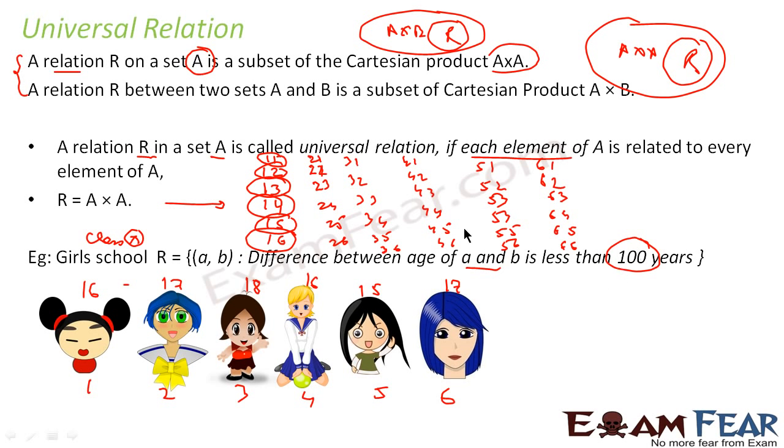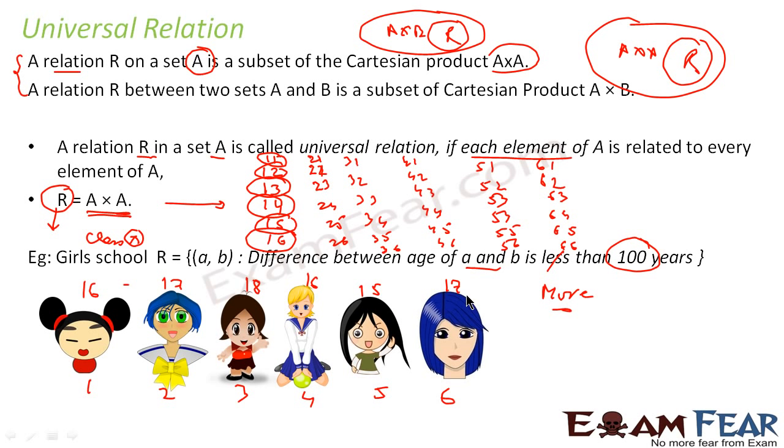Correct? So here if you see this relation, the objects in this relation are nothing but A cross A, all the elements. So this is called universal relation. In the earlier example, when I say the same thing, instead of less, if I make it more, this becomes empty relation. Why? Because any two objects, if you compare, the difference in the age is not more than 100 years. It is always less only. Correct? That is the difference between universal relation and empty relation.